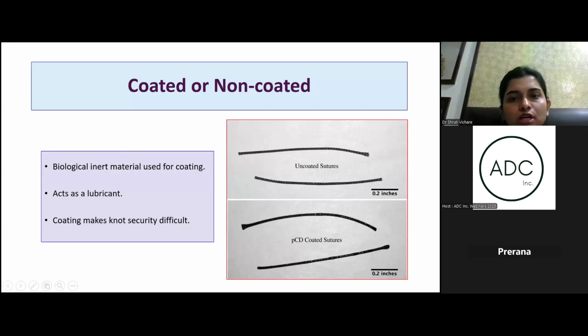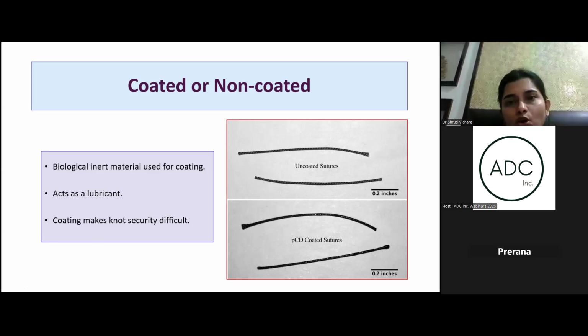I don't know how much you can appreciate in the picture, but the uncoated sutures do not have glaze, but the coated ones do have this shiny surface and a little glaze because of the lubricant that is applied on the surface. So this lubricant makes the passage easy and trauma less, but it makes the knot tying difficult, because anywhere the surface of the suture becomes smooth, knot tying becomes difficult.